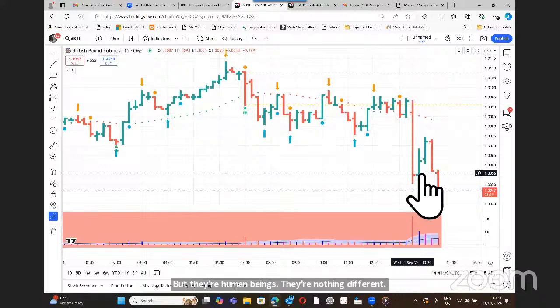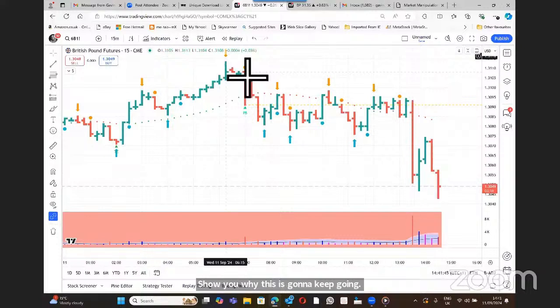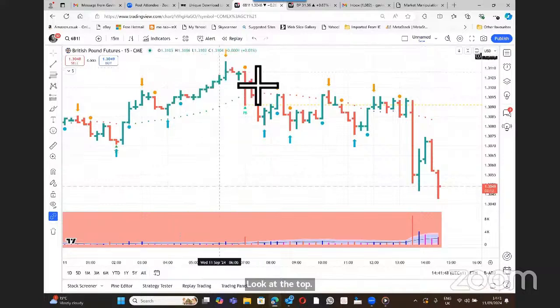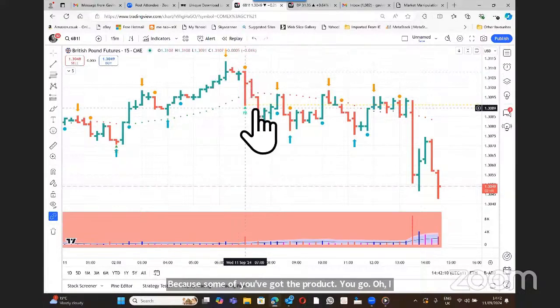But watch. There's a few clues on this chart that, if you understand them, will show you why this is going to keep going. Look at the top. We've got one of our indicators here and an SMI indicator confirming. 15-minute chart. I knew that was there. Tiru knew that was there. Did you know that was there? Probably, because some of you have got the product. You go, oh, I can see there's downward pressure. Did they get a green signal?